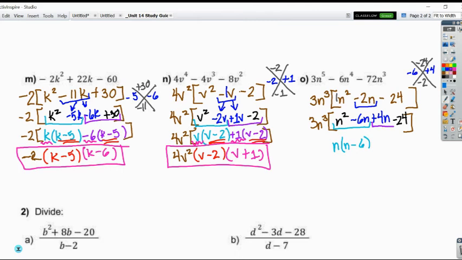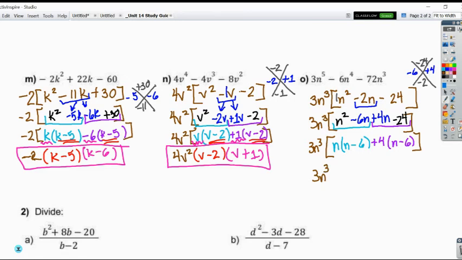Second pair, 4n and negative 24. Greatest common factor here is a positive 4. Divide that out. I'm leaving n and negative 6 behind. And I hope that you did not leave your greatest common factor behind. You remember about that 3n to the 3rd? It's still part of the problem.